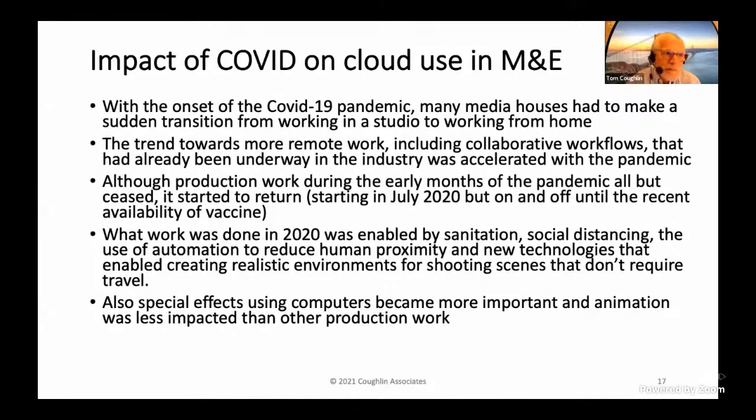And also special effect computers and various sorts of technologies were used to avoid large numbers of people on set, for instance, using LED walls, things like that. And another interesting thing, of course, is that CGI being done on computers basically was very little impacted. And things like animation, for example, it was easier to do that because you didn't have to have physical actors coming close to each other.